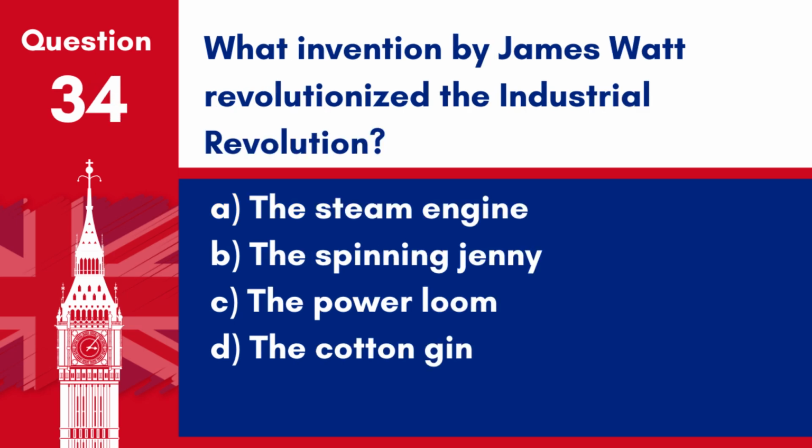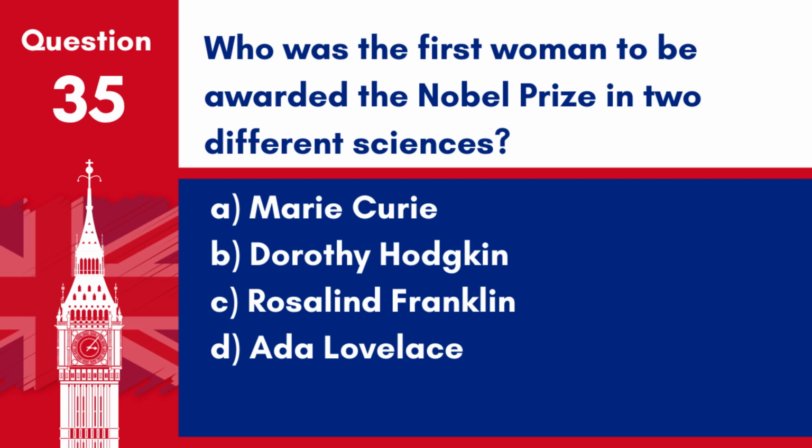Question 34. What invention by James Watt revolutionized the Industrial Revolution? A. The steam engine. B. The spinning jenny. C. The power loom. D. The cotton gin. Answer: A. The steam engine. James Watt's improvements to the steam engine in the late 18th century revolutionized the Industrial Revolution by providing an efficient source of power.